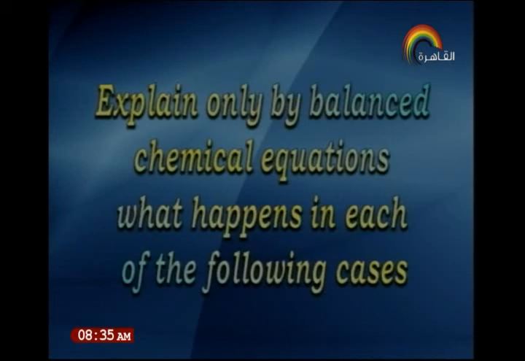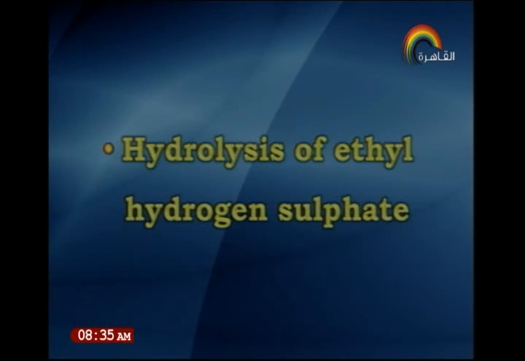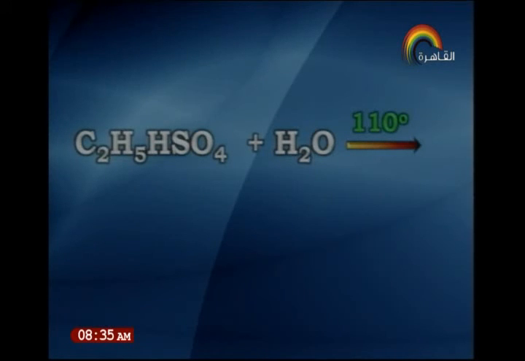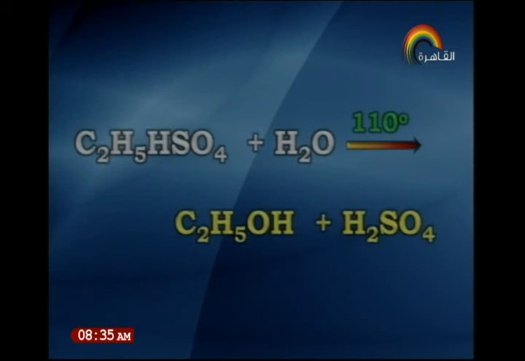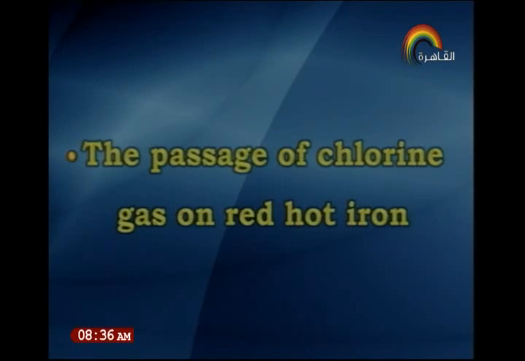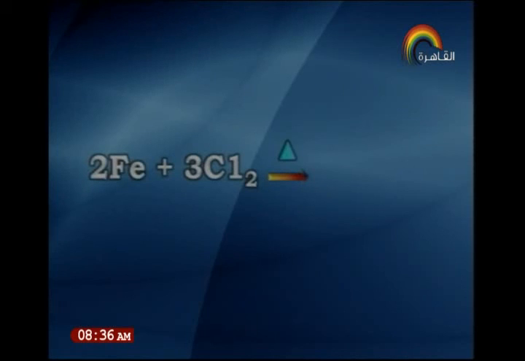Next type of question. Explain only by balanced chemical equation what happens in each of the following cases. Hydrolysis of ethyl hydrogen sulfate. As the equation proceeds on the screen, ethyl hydrogen sulfate on hydrolysis plus water gives ethanol and releases sulfuric acid again. Next point, the passage of chlorine gas on red hot iron. 2Fe plus 3Cl2 gives 2FeCl3.